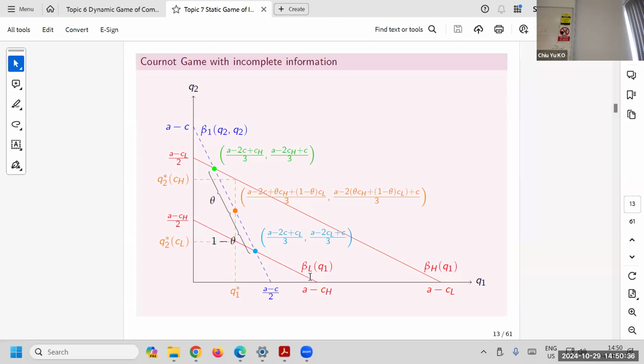And this is the best response, right? For low type and high type. Okay. And if I know the consumer is high type, this is the one, right? The red one is the complete information result, right? So if you are high type, for sure, green would be the Nash equilibrium, right? If I know the guy is low type, blue is the equilibrium.